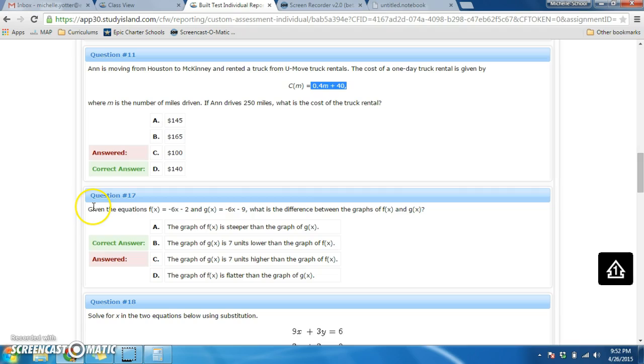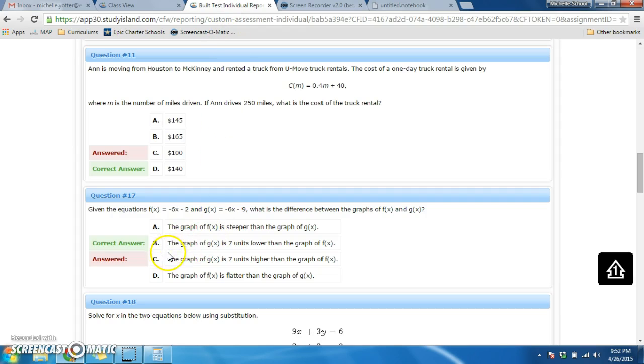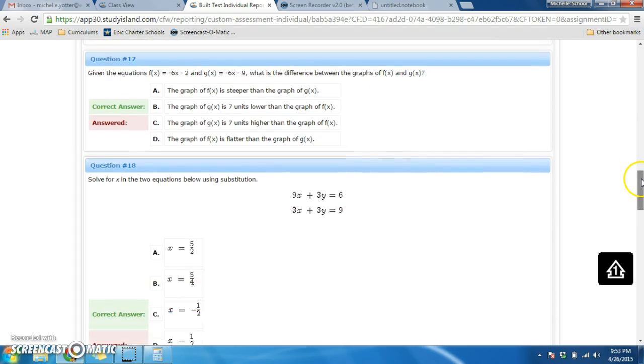Okay, this is just like the one we talked about above. They have the same slope, so we're going to eliminate the options of steeper and flatter. Okay, and then this one's negative 2 and this is negative 9. So this one's going to be higher on the graph because it's at negative 2. Okay, it would be here as opposed to negative 9 down here. So you answered G is higher than F, but really G is lower than F. Okay, so just really pay attention, because they're trying to confuse you with G and F, and they put the G before the F, and that might have been what got you, so make sure you understand that.